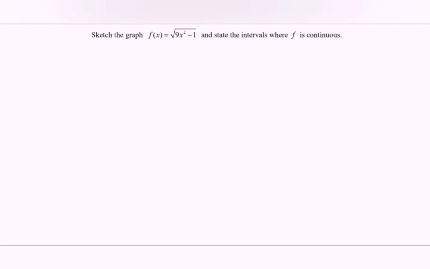Hello everyone, in this video I'm going to discuss an example for function and graph, and also limit and continuity. Sketch the graph for the function f(x) equals the square root of (3x - 1)(3x + 1). Then state the interval where f is continuous. So kindly refer to the situation.